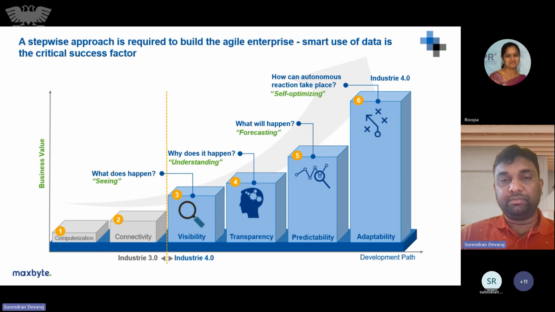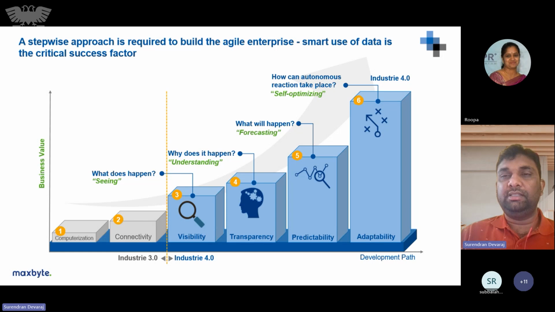Once transparency is achieved, we go for the predictability stage. With the data that we have, we are able to predict or forecast what will happen in the future: when my machine is going to fail, when my product is going to fail, what my energy consumption will be 6 months down the line based on the past trend. So we are able to proactively take actions and optimize that particular operation.